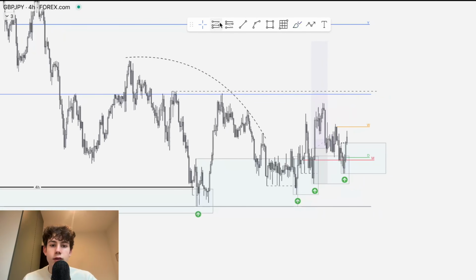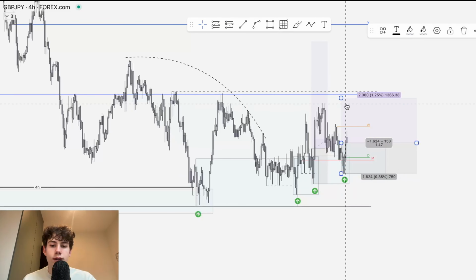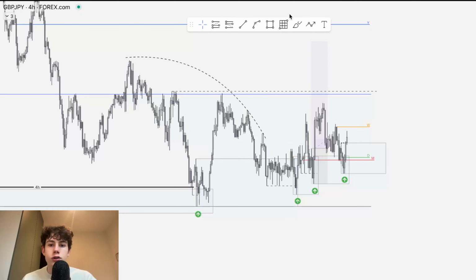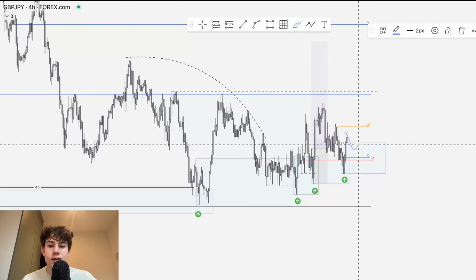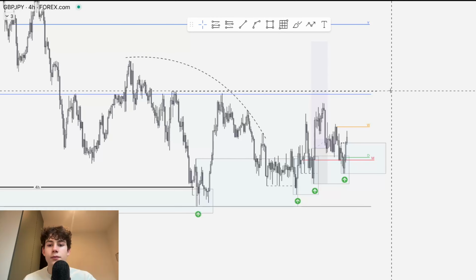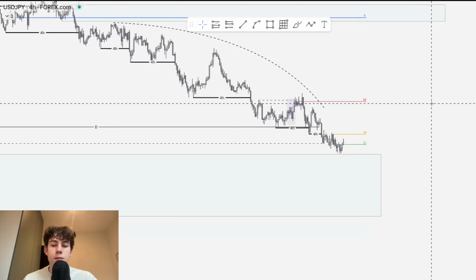You could take a swing position in towards the highs, or you could wait for some lower time frame confirmation inside this demand to take a smaller trade in towards that liquidity. Okay, so that is it for GBP Yen.